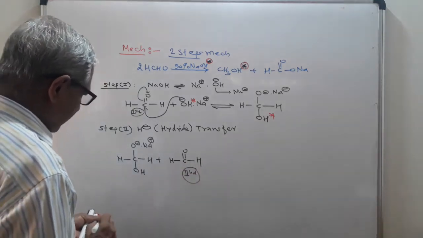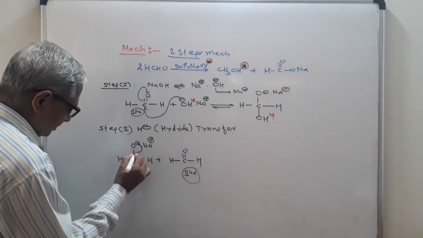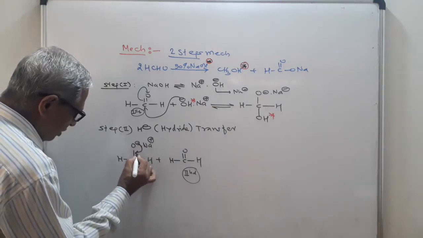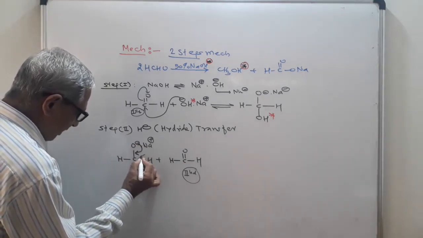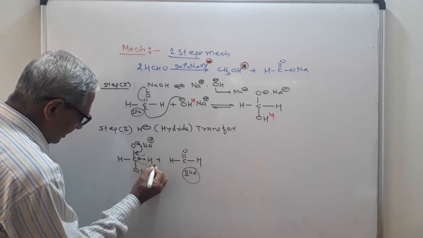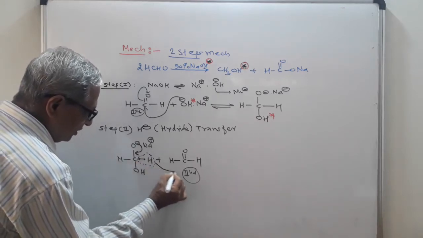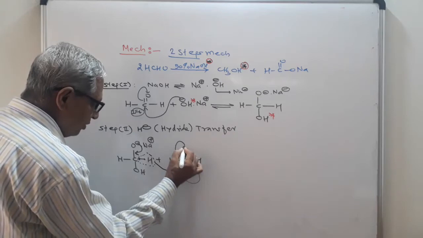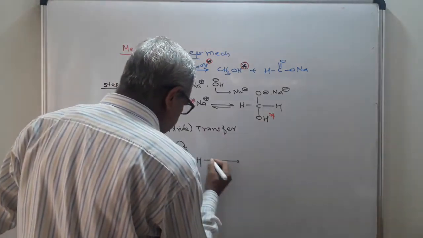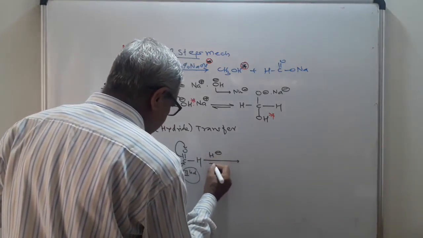Now see the hydride transfer here. You will shift this one here. This will go along with the bonding electron pair, and it is known as hydride transfer to this one, and the pi bond will be broken. So this is known as H minus transfer.